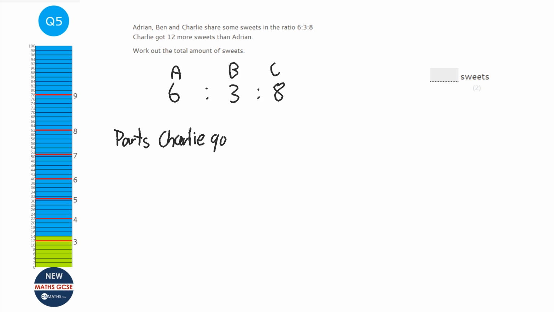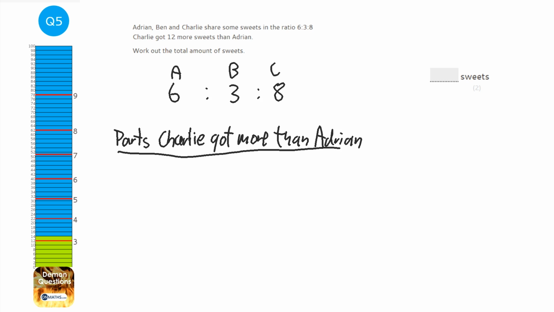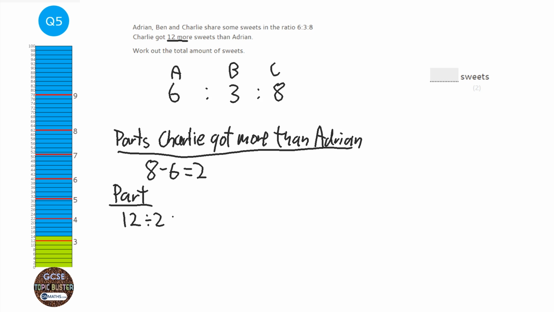Charlie got more than Adrian. Okay, so he got 8 take away 6 is 2. So he got 2 more parts. And so let's have a look and see what one part is worth. So those 2 parts equates to 12 more sweets. So we do 12 divided by 2, 6. So each part is worth 6 sweets.